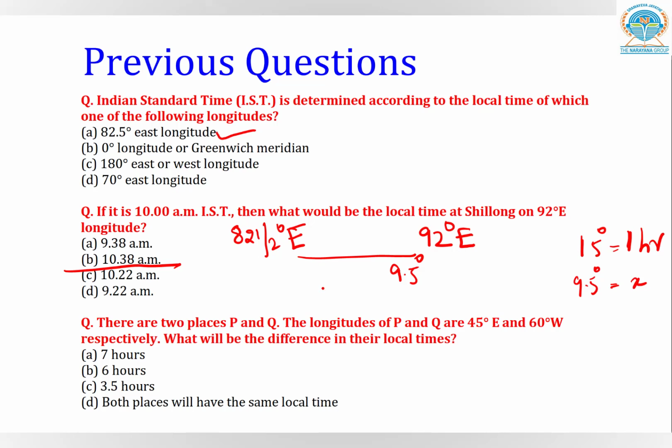See, we only went ahead. We gained time because 92 degrees is east of 82 degrees. So if you are going east, we have to add time, right? So we have made it 10:38 AM. So we added 38 minutes extra.